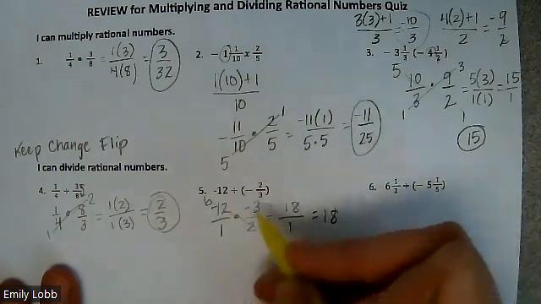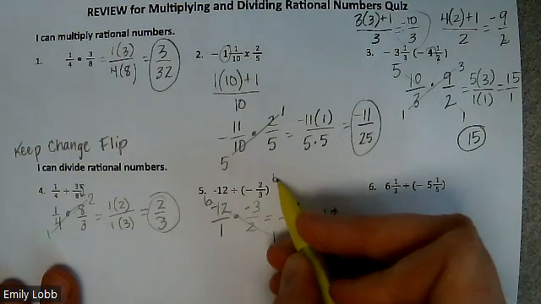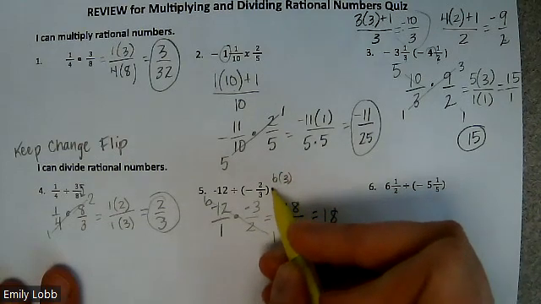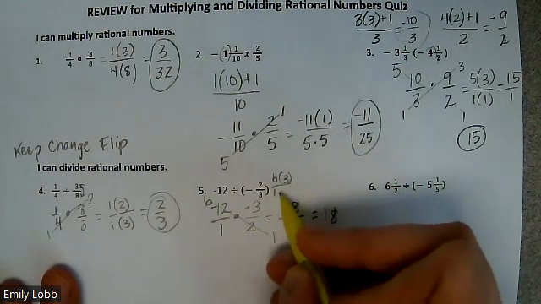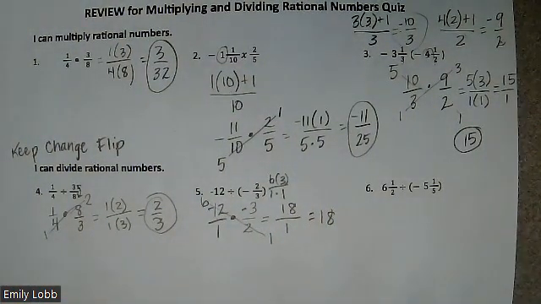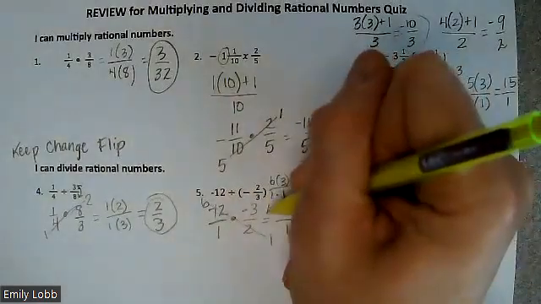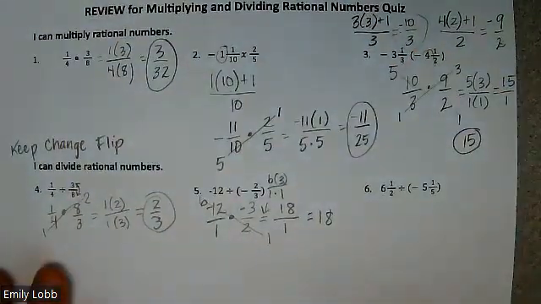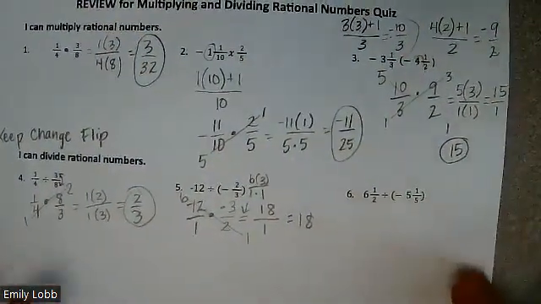I did skip this in between step. 6 times 3 over 1 times 1, sorry. That would go in between here. That's how I got the 18 and the 1.